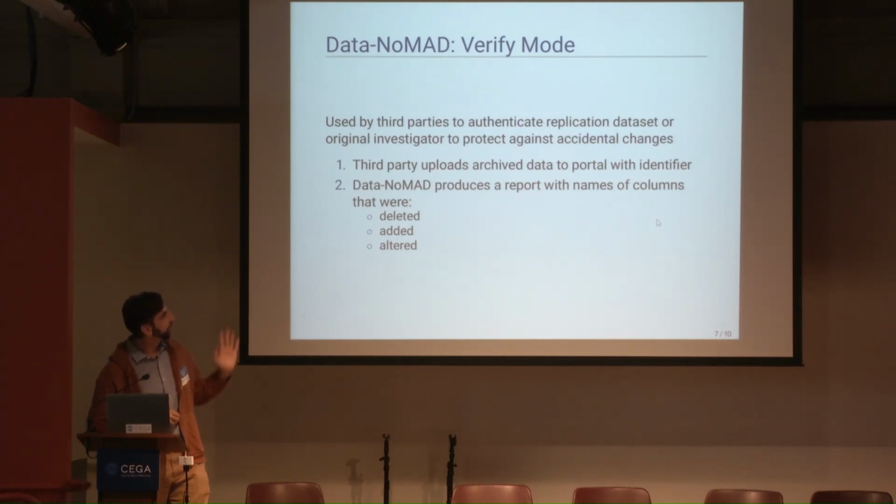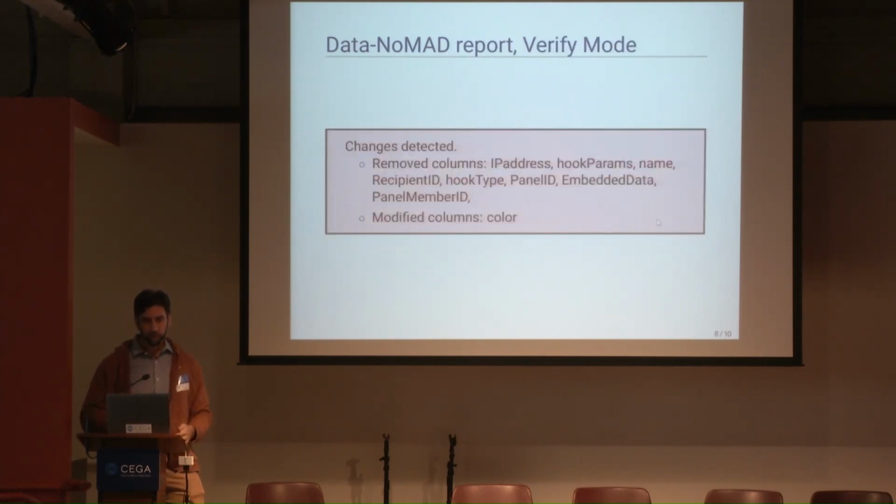Then what's going to happen is that Data-NoMAD will produce a report with the names of the columns and indicate to us any that were deleted, added, or altered. So we get this report back as to whether or not there was any manipulation of the data. Now, if you were to take data from a public repository, run it through Data-NoMAD, and check it against this fingerprint that's stored in our server, different types of reports could then be generated.